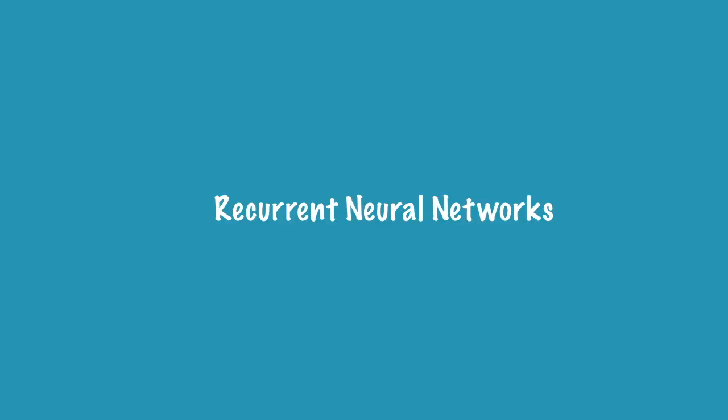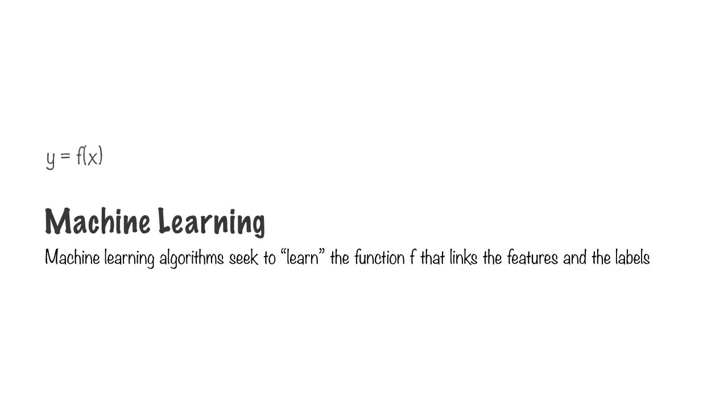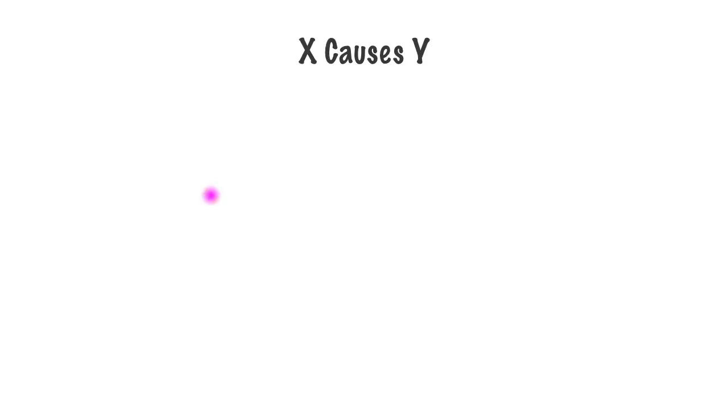In order to understand how recurrent neurons work, let's take a small step back, or rather, a pretty large step back, and see what the objective is of machine learning algorithms. Typically, y = f(x). There is some input data x, there is some function f that is applied to the input data, and you get the result y. The objective of machine learning is to try and find out what the function f is, given that you know x and you know y. Machine learning algorithms seek to learn the function f that links the features with the labels, the features being x, the labels being y.